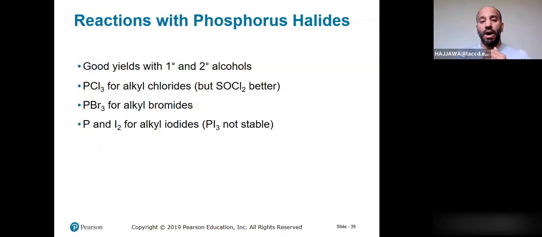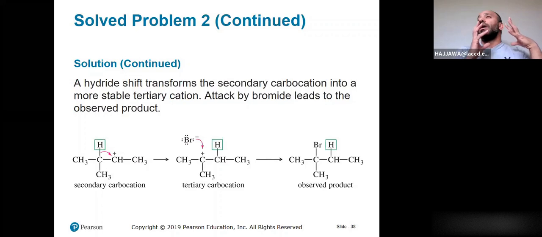So that's important to keep in mind, that the reaction of HX with any type of alcohol will always give you a carbocation if you have a secondary or tertiary, but it will be a poor yield if it goes through a primary alcohol getting into the primary alkyl halide.